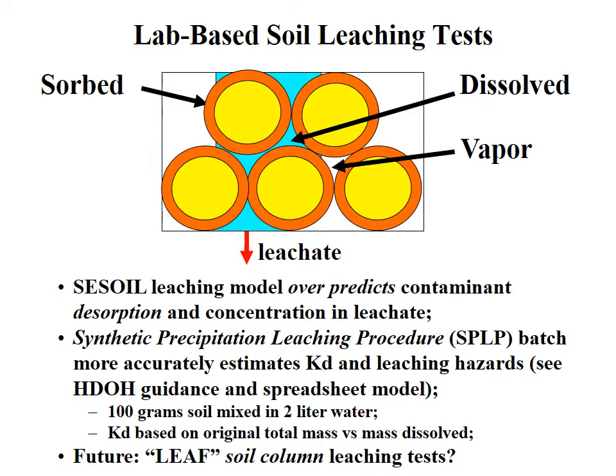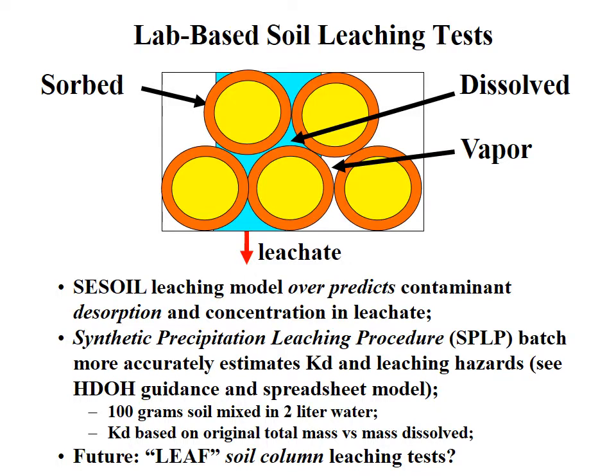So what we have guidance on to address this issue is laboratory-based leaching tests referred to as the synthetic precipitation leaching procedure, SPLP. Some of you might recognize the term TCLP, toxicity characteristic leaching procedure. Same type of test. They're both batch tests, as they're referred to. These can be used to much more accurately estimate the KD factors, the sorption coefficients, and leaching hazards. We have separate guidance on this and even a spreadsheet where you input the total concentration of the chemical in soil, input the concentration of the chemical that was reported for the SPLP batch test, and it'll calculate a sorption coefficient for you, and also a more realistic concentration of the chemical in leachate.